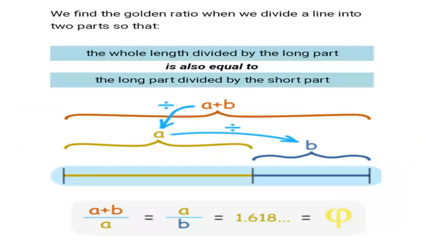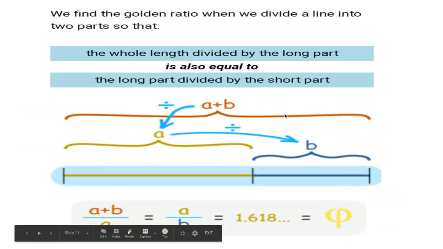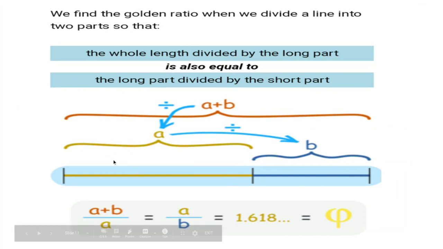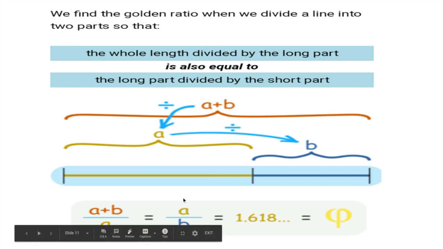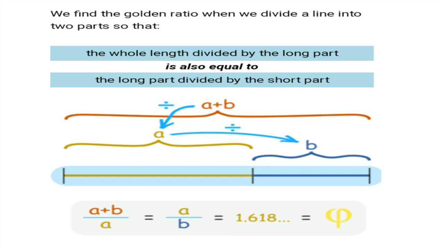Here's a visualization of it. So again, it is assigning letters in place of numbers. Here we have the whole line. A is the larger part. B is the smaller part. A plus B together makes the whole. Divide by A equals the larger over the smaller part, which will give you 1.618 or 0.618.